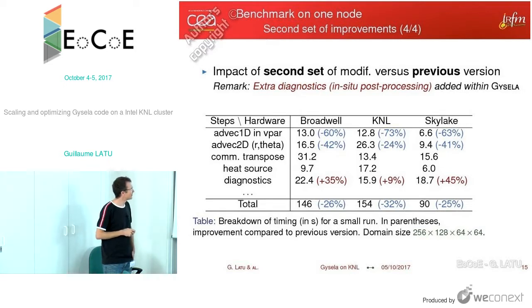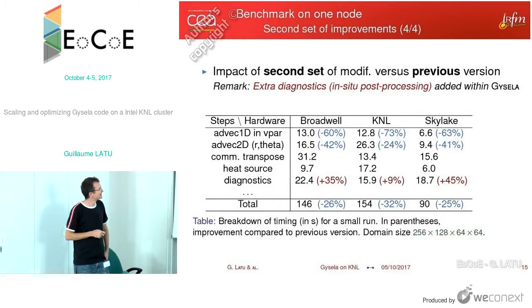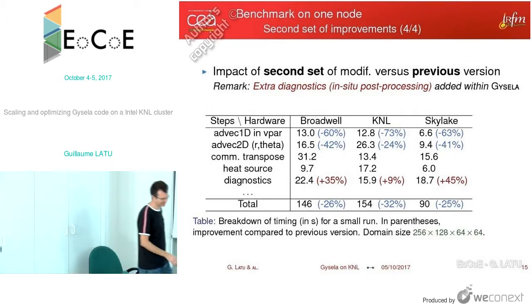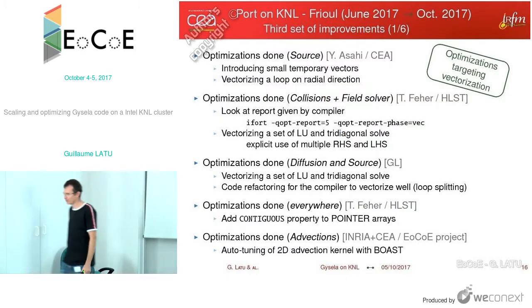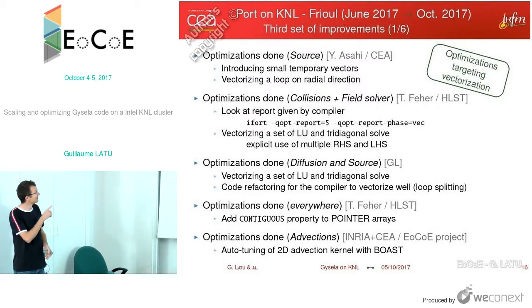So we have a gain, but what is fair with KNL is that we gain on all platforms. We tried to have more vectorized, more efficient code on KNL, but we gain everywhere. So, as we gain on all platforms, for this last set of improvements we tried to focus really on vectorization and only vectorization. A colleague, Yuichi Asai, has tried to optimize the source operators.